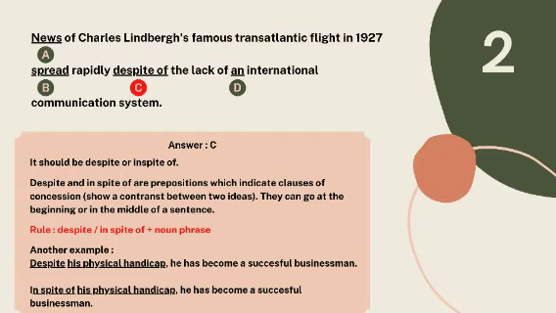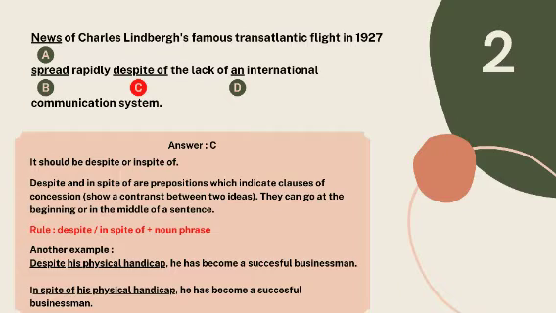Despite and in spite of are prepositions which indicate clauses of concession. It shows a contrast between two ideas. They have same meaning as though, even though, and although. The rule is, after in spite of or despite, it must be followed by a noun phrase. In this sentence, the noun phrase comes after despite. It is the lack of an international communication system.